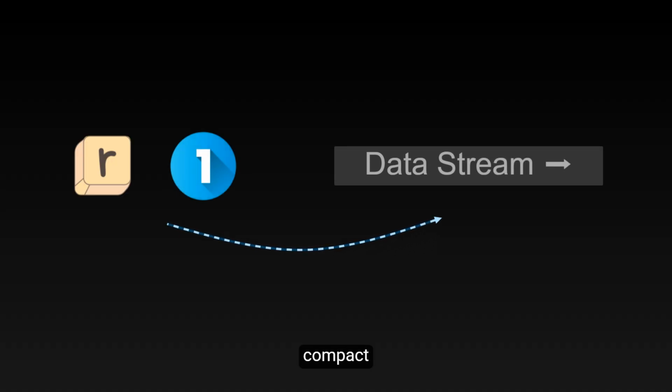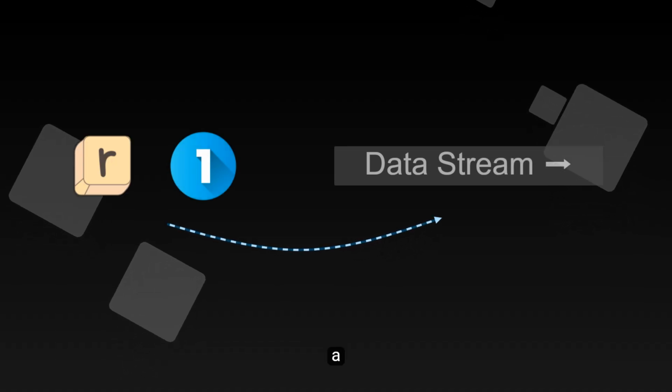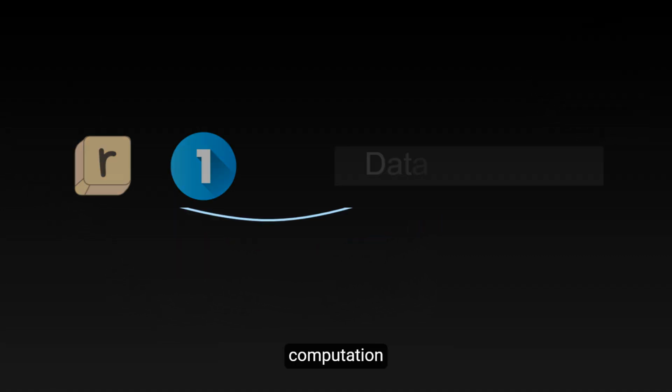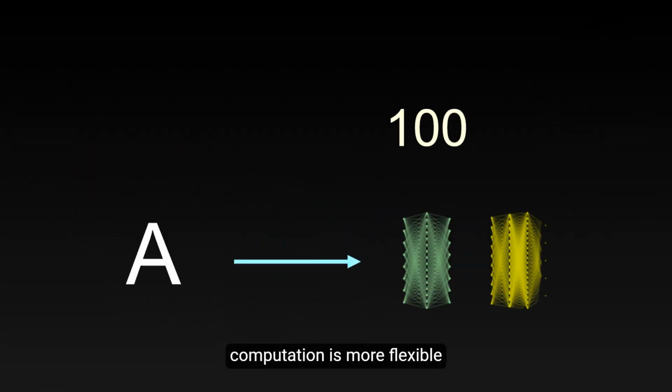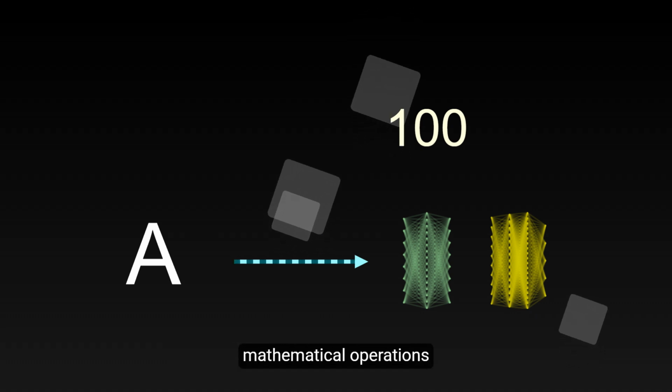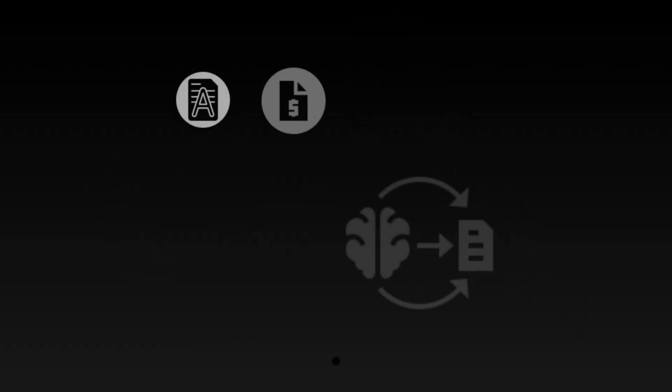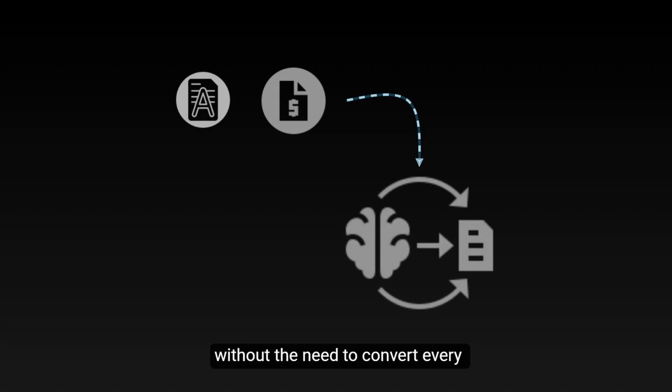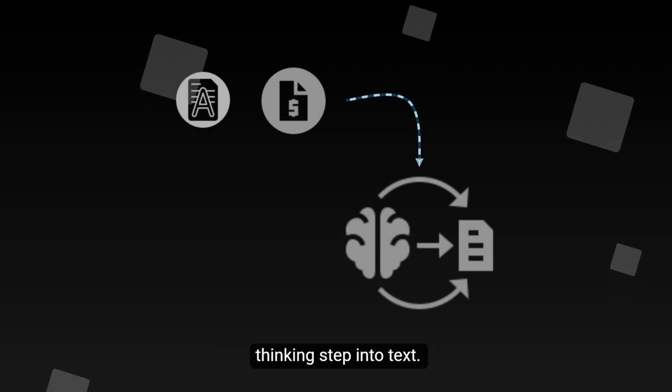Information expression is more compact, as a single vector can contain a large amount of information. Computation is more flexible, allowing for direct, continuous mathematical operations. The reasoning process is more natural, without the need to convert every thinking step into text.